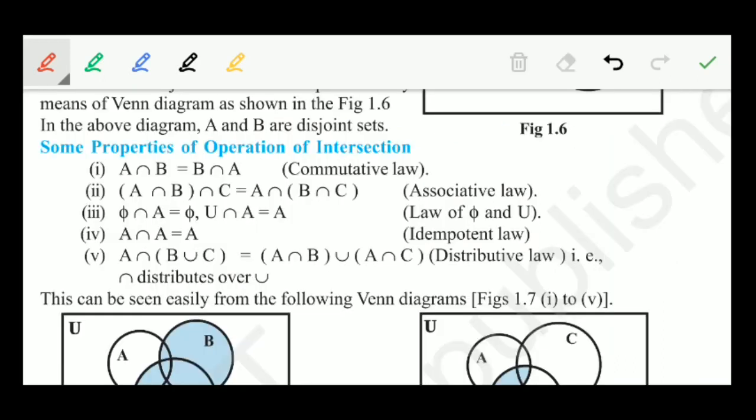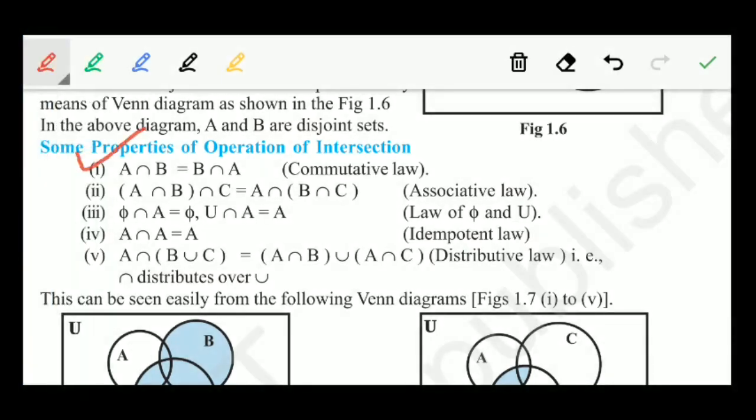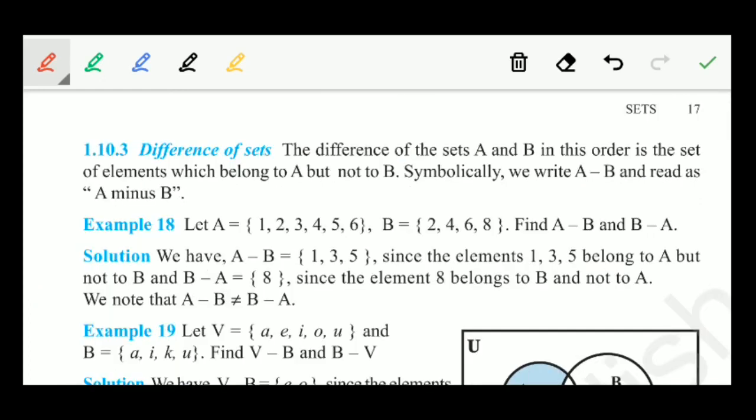See some properties of operations of an intersection. First is commutative law, second is associative law, law of phi and union, then idempotent law and distributive law. See the next topic, that is difference of sets. The difference of sets A and B in order is the set of the elements which belong to A, not B, and symbolically we can write A minus B.